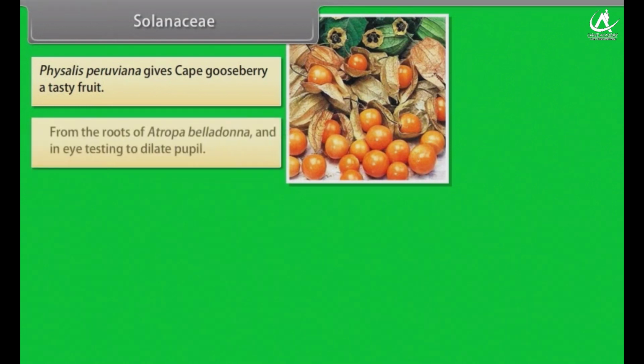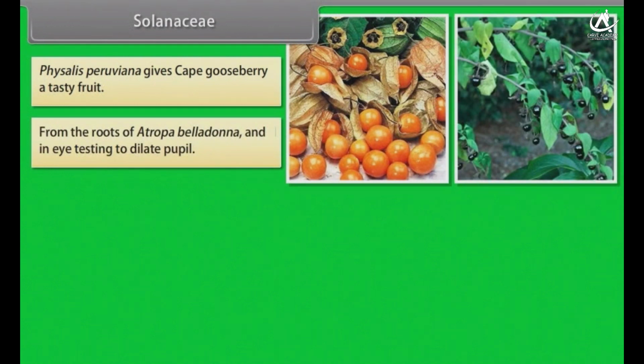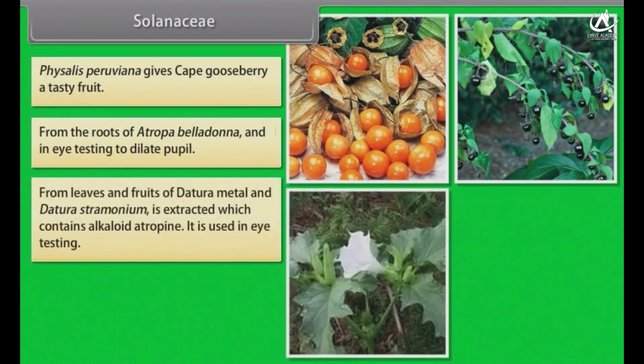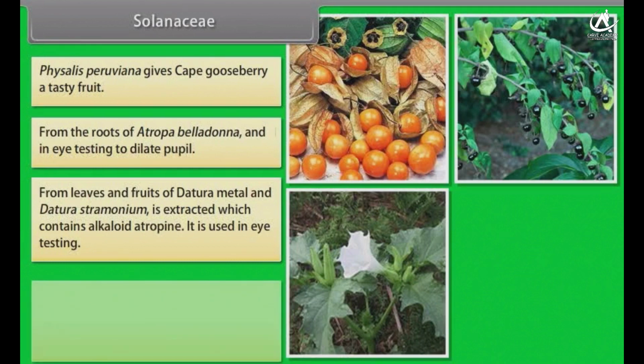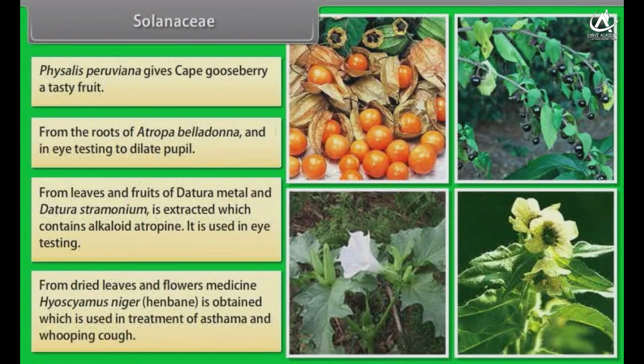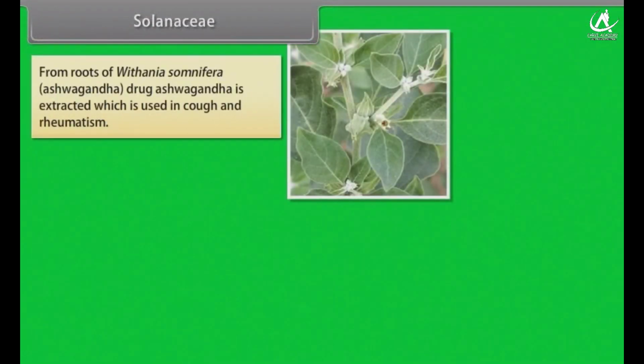From the roots of Atropa belladonna, atropine is obtained, used in eye testing to dilate the pupil. From leaves and fruits of Datura metel and Datura stramonium, an extract is obtained which contains the alkaloid atropine. It is used in eye testing. From dried leaves and flowers of Hyoscyamus niger, henbane, medicine is obtained, which is used in treatment of asthma and whooping cough. From roots of Withania somnifera, ashwagandha, the drug ashwagandha is extracted, which is used in cough and rheumatism.